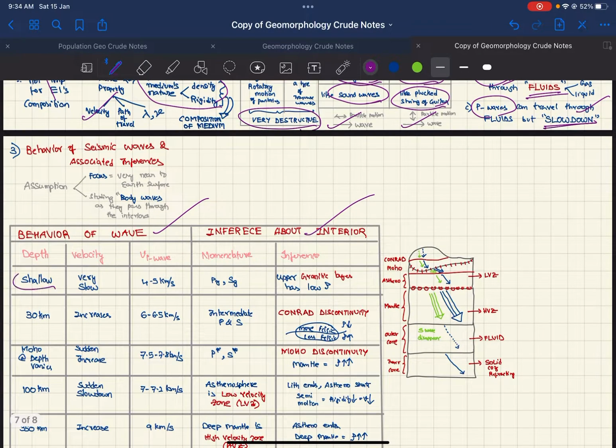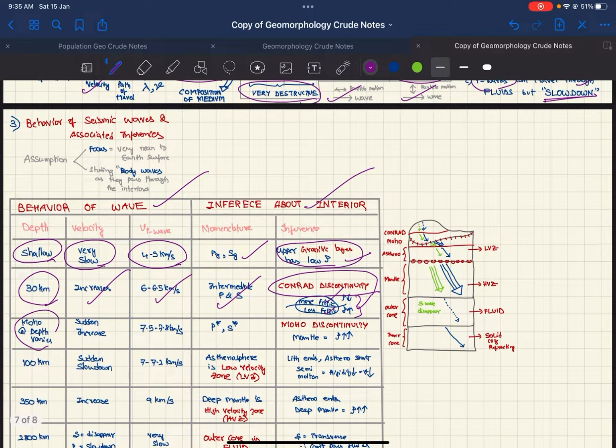So at the shallow depths, the velocity is very slow, 4 to 5 kilometers per second. This is because the upper granitic layer has low density. So these waves are called PG and SG waves. At 30 kilometers depth, we have Conrad discontinuity, which separates the more felsic and less felsic part, hence the density variation. Because density is increasing, the velocity will also increase to 6 to 6.5 kilometers per second. They are called intermediate P and S waves now.